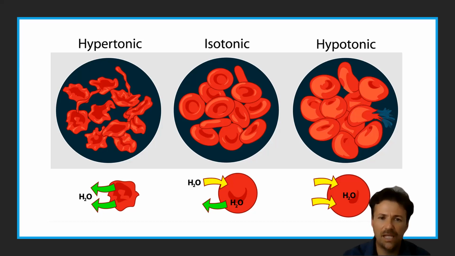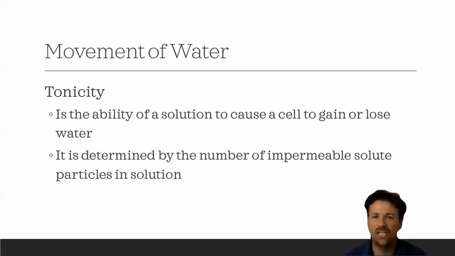And so when thinking about the term tonicity, we're thinking about two things. We're thinking about what effect that solution has on a cell. Does it cause a cell to gain or lose water? And we recognize that it's determined by the number of impermeable solute particles. And you're going to see why that is so important in a couple of minutes.